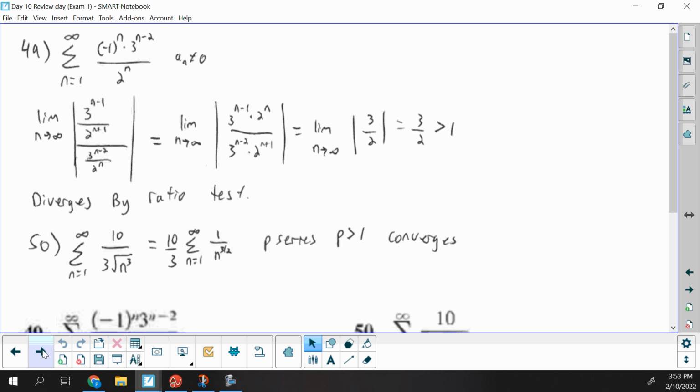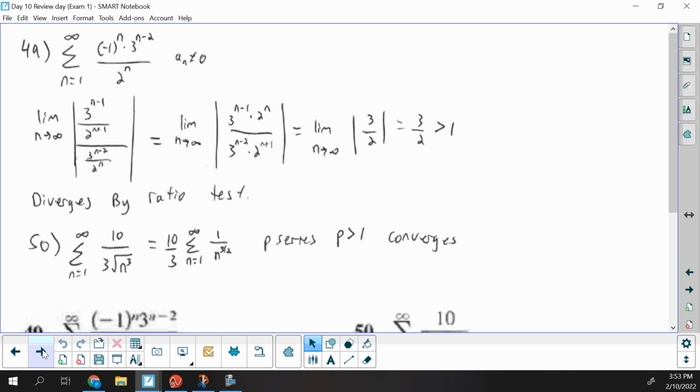49, we've got all these different powers to the n. So ratio test might be a good idea here. Do next term divided by current term. When you do keep, change, flip, you get 1 extra 2 in the denominator, 1 extra 3 in the numerator. 3/2 is greater than 1, so that diverges by the ratio test.